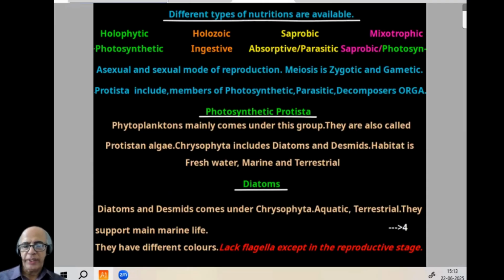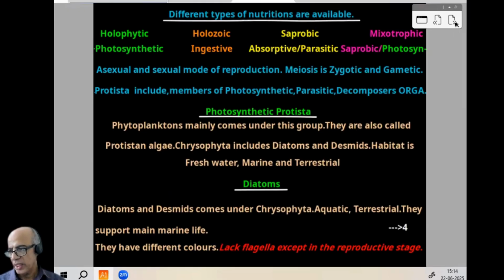Phytoplanktons, photosynthesis. So phytoplanktons mainly come under this group. They are also called protist algae. Chrysophyta includes diatoms and desmids. Habitat is generally freshwater or aquatic, marine, and even terrestrial may be possible, but mainly aquatic. Normally aquatic, terrestrial will be less. They support main marine life. They have different colors. Interestingly, they lack flagella except in the reproductive stage. Famous question: they lack flagella except in the reproductive stage.